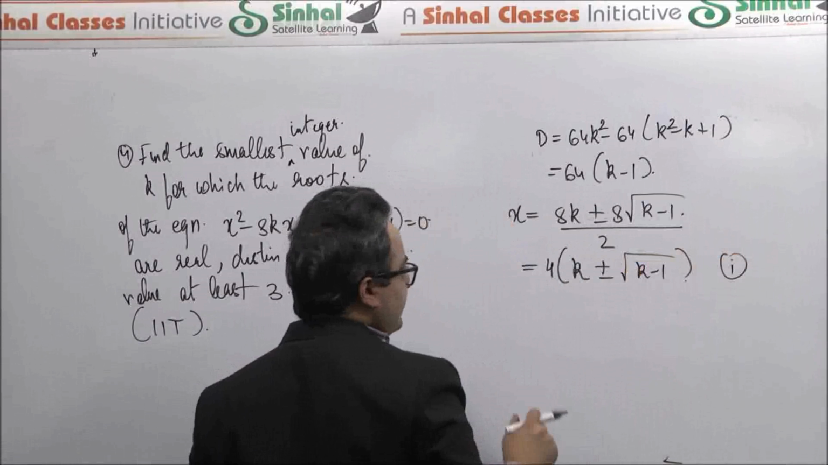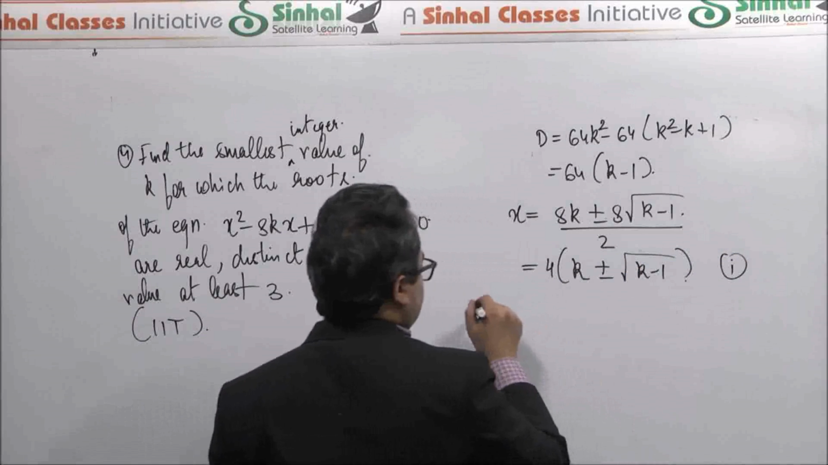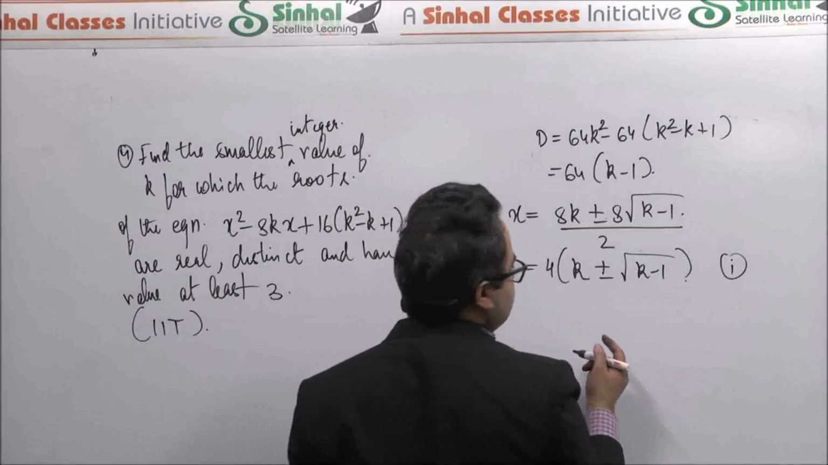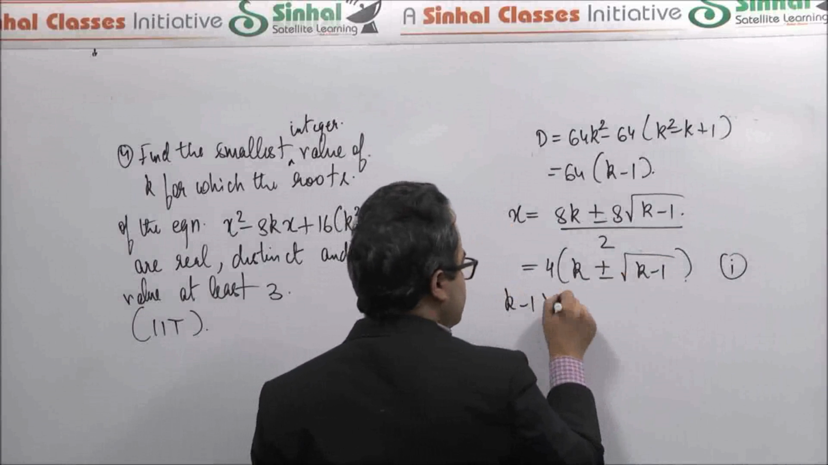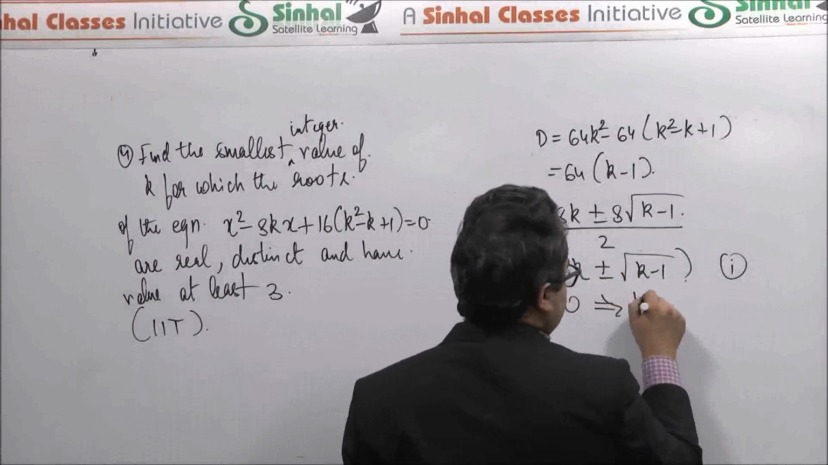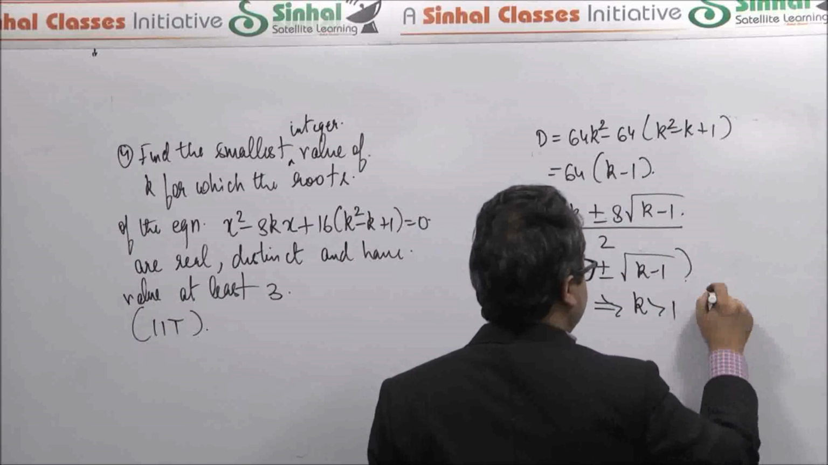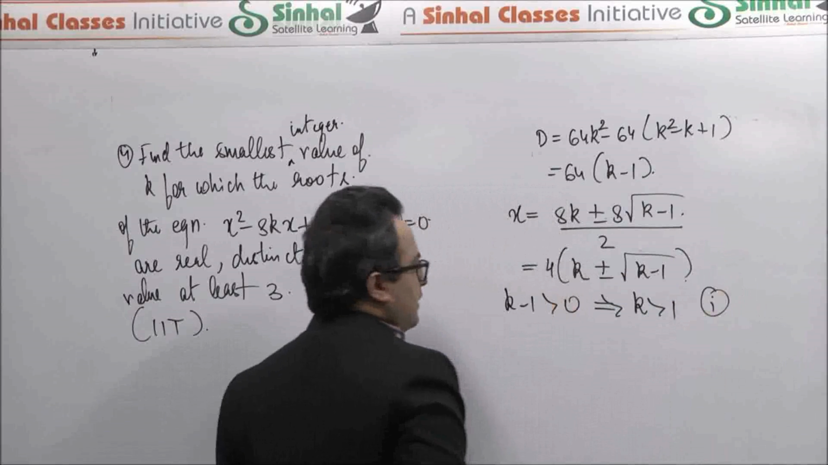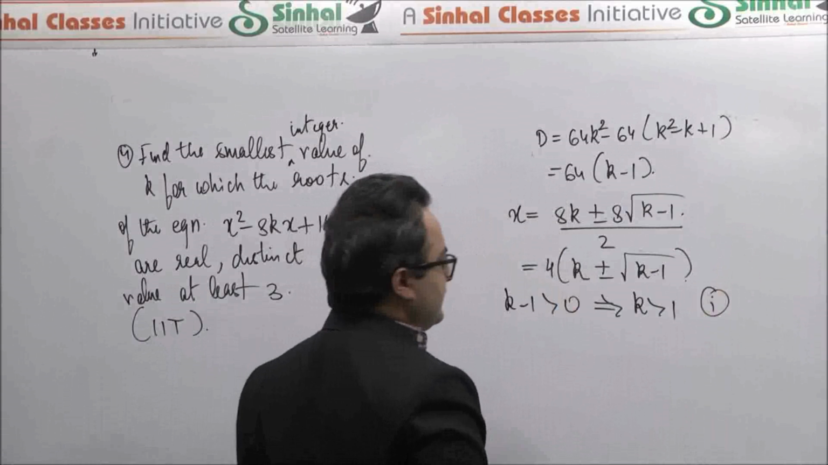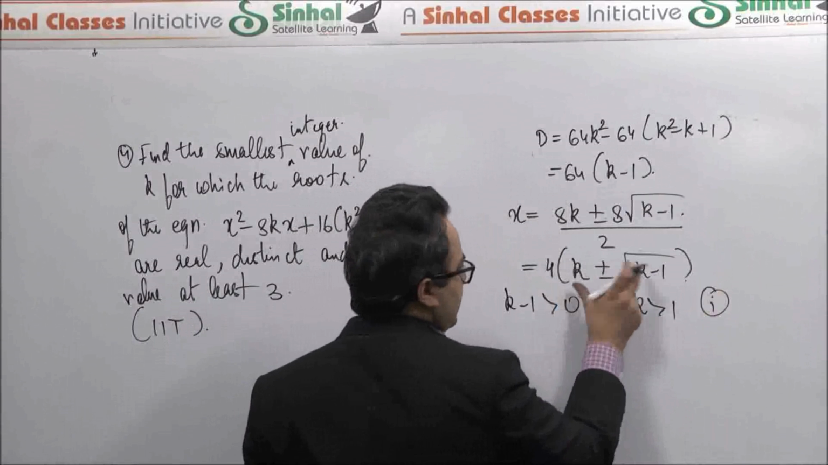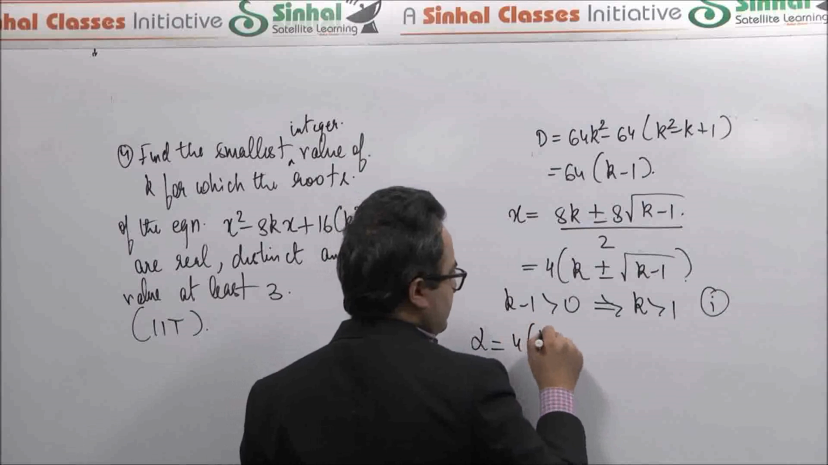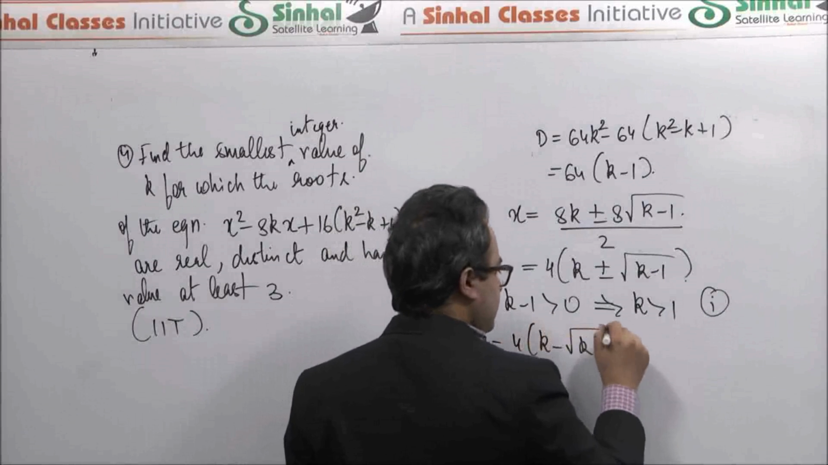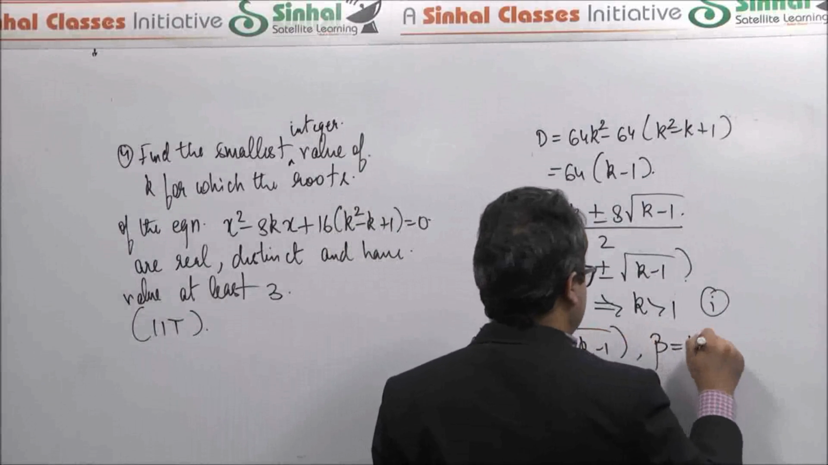So clearly, since alpha represents the smaller root, of course, I want real and distinct roots, so this k minus 1 needs to be positive. That gives me a condition that k must be greater than 1. Now, a simple observation is that given k is greater than 1, the smaller root will be 4 into, and the larger root will be 4 into.